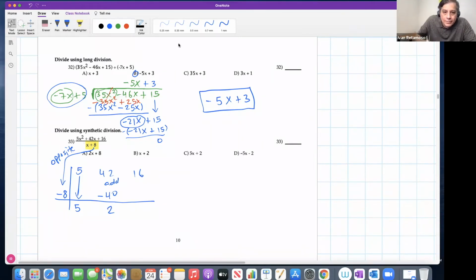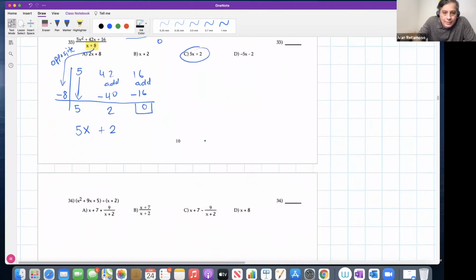So continue, right? 2 times negative 8 is negative 16. Negative 16 added with 16, 0, right? So remainder 0. We don't have to mention the remainder. This is going to determine the quotient. How? 2 here, the constant term. And this is the coefficient of x, right? 5x plus 2. So 5x plus 2. Very good, very good.